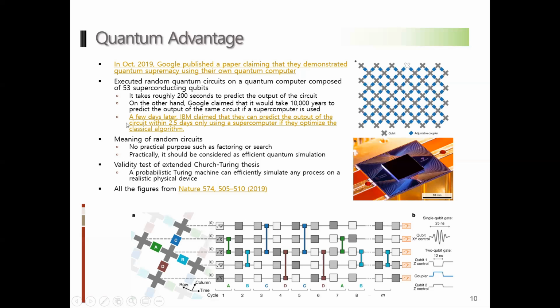And then what they proved is that if they just try some random circuit, this circuit doesn't have any computational meaning. This circuit does not correspond to any quantum algorithm, but they just randomly chose the circuit.